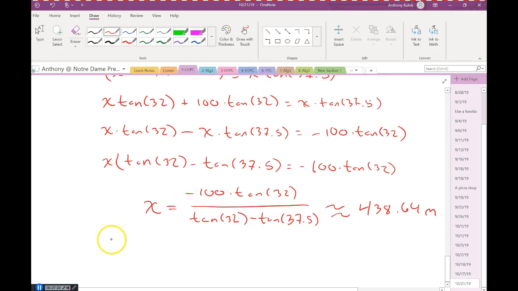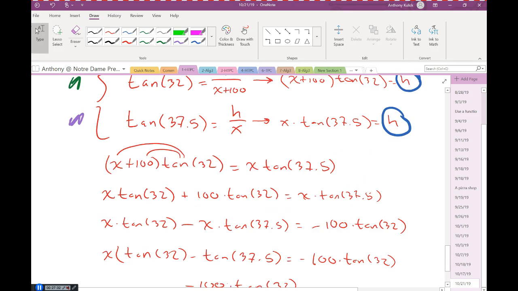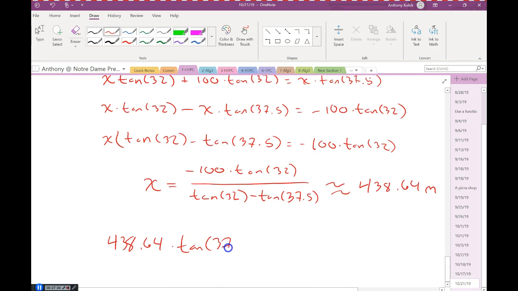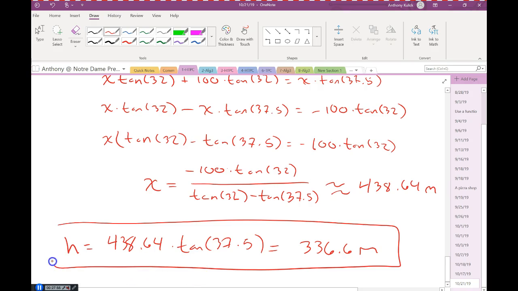So, for example, I could do 438.64 times tan of 37.5. And that's going to give me 336.6 meters. And that's actually what I'm looking for.